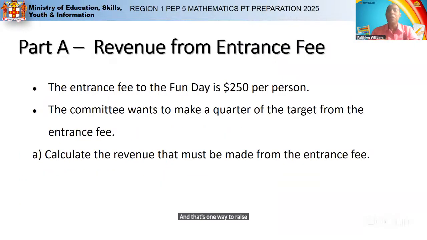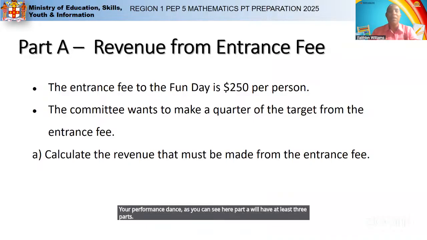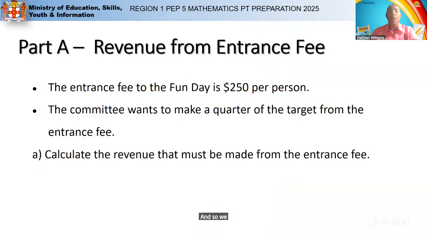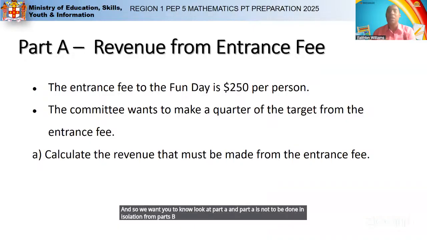Now, your performance task, as you can see here, part A, will have at least 3 parts, some 4 parts, depending on the scenario that is given and what they will ask you to do. And so we want you to now look at part A. And part A is not to be done in isolation from parts B and C and D if you have a 4th part in your performance task. They are all linked, and I want you to know that from this.